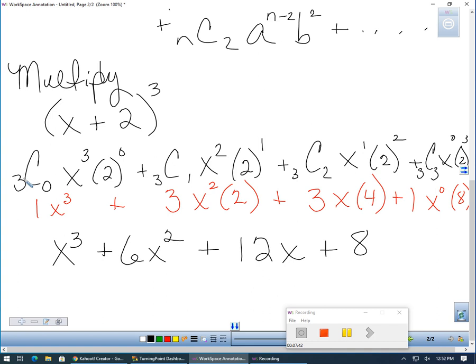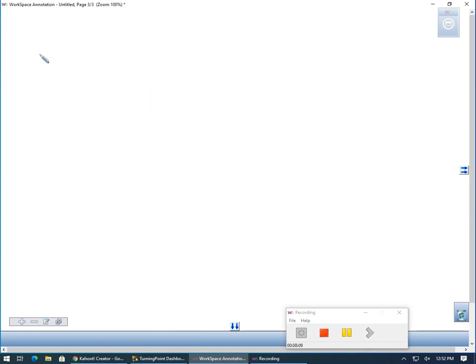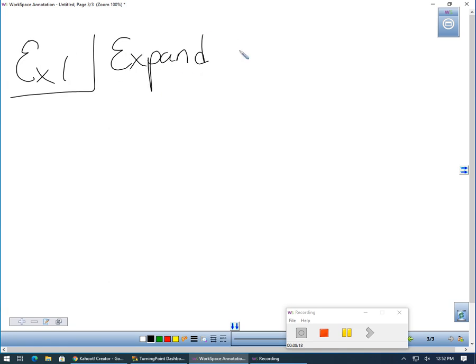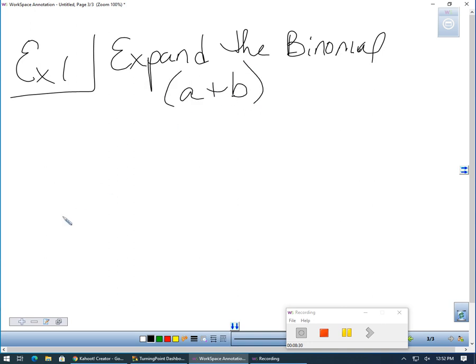Alright, so let's try something, into what the homework actually looks like. Alright, here we go, example number 1. Similar to 1 and 3 in your homework, it just says expand the binomial. And maybe let's do a plus b to the 5th.